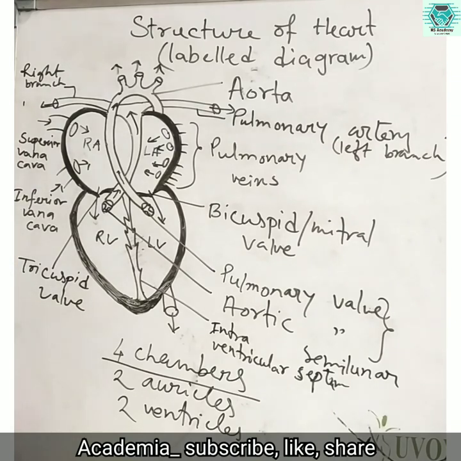In the next part of our discussion, we will go through the junctional tissues of the heart, which help in the generation of the heartbeat. So I hope this discussion helps you to better understand the diagram and how we draw the diagram of the heart.